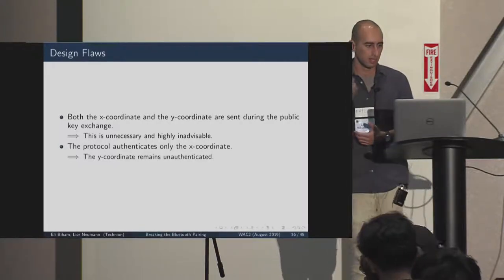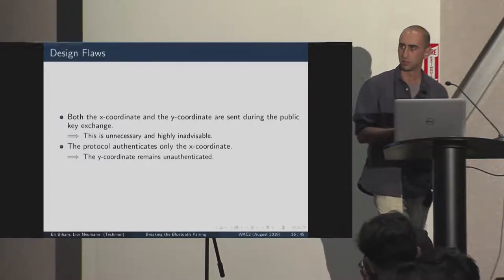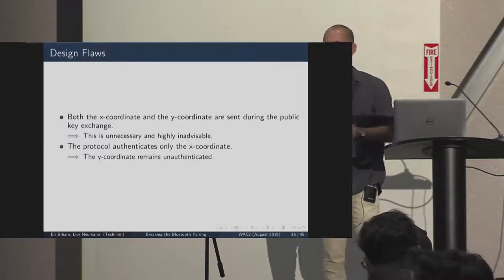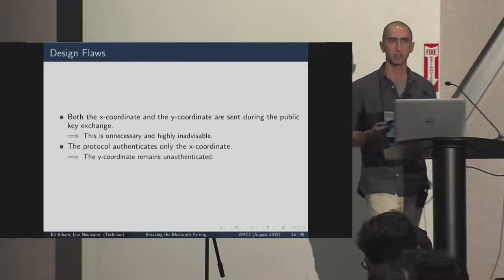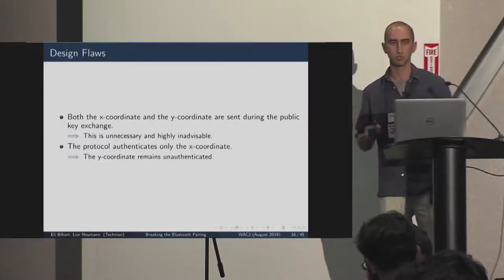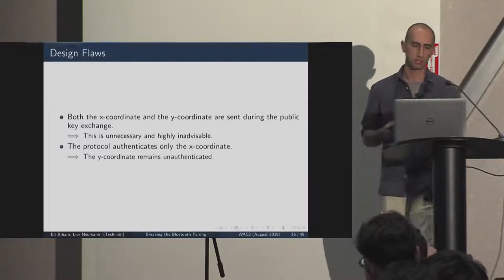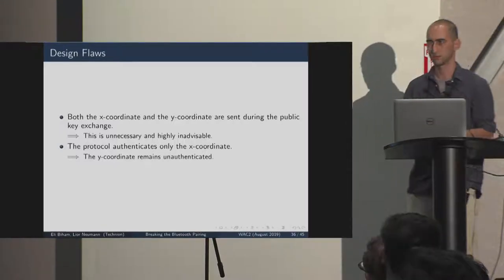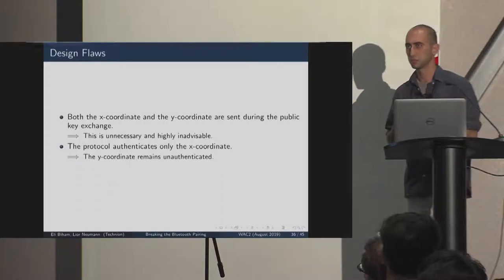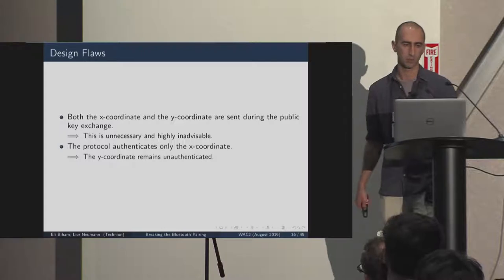So using both coordinates during the key exchange is very inadvisable. It highly increases the attack surface, and it's really unnecessary today. You have multiple ways to compress points such that you wouldn't have to send both coordinates. There are different elliptic curves that you can work with that do not need the second Y coordinate. And you could also simply send the X coordinate and a sign and then compute the Y coordinate from that.